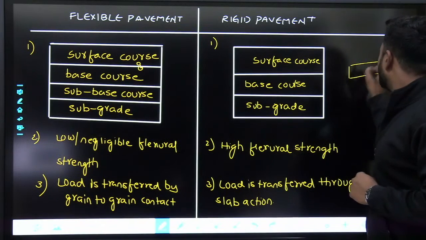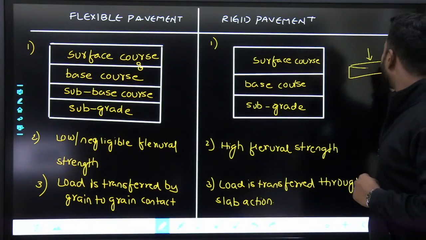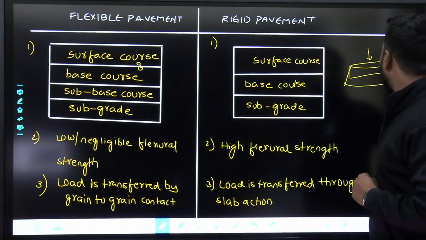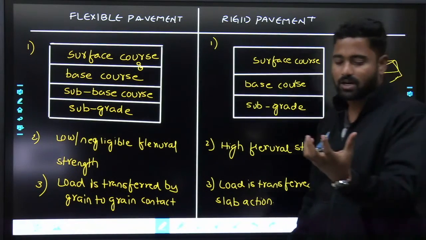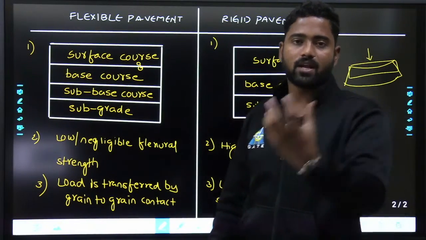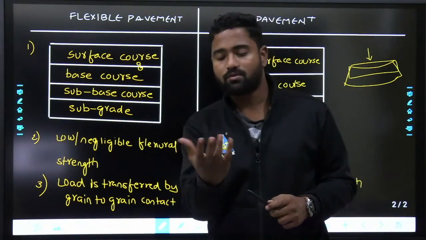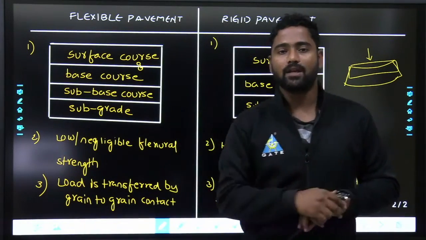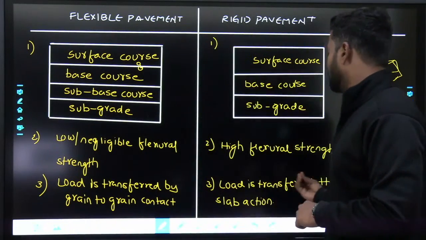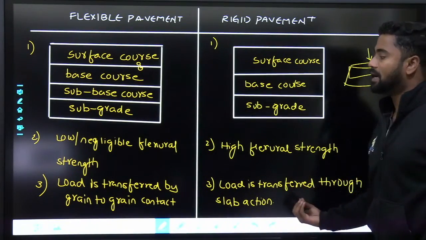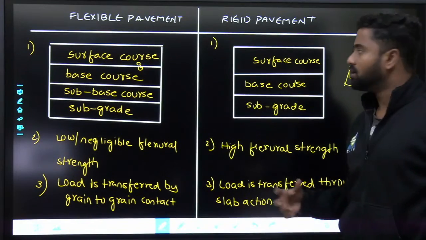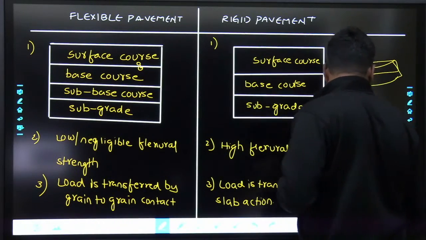Whenever you see this bending action, load is transferred by the slab, like a saucer type of bending, whether it is a one-way slab or a two-way slab. Based on that, there will be some saucer, like your teacup saucer, right? That type of bending you will be seeing. So load is transferred through slab action, and here it is high. These are the things that you generally see.